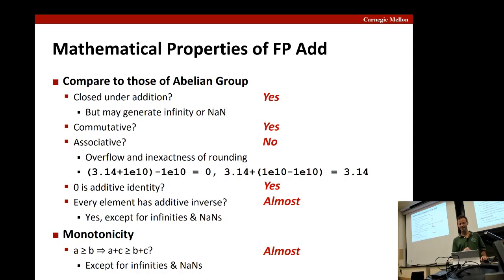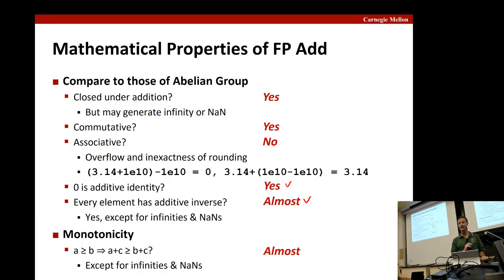Is 0 the additive identity? If we add any floating point number and 0, do we get back the floating point number? The answer is yes, so that one's good. Okay. Does every element have an additive inverse? So for every element, is there a minus of that element such that when we add them together, you get 0? Again, that's almost true. The only issues are with infinity, negative infinity plus infinity, and the non numbers. So as long as you're staying out of that range, we're good there as well.